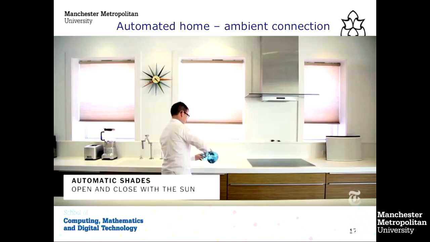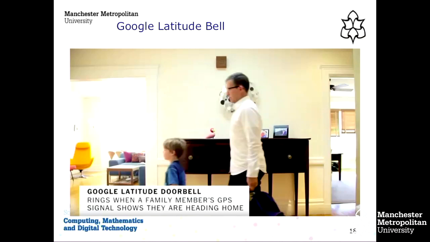That, as I say, is a market product out there to work with. This was quite a good one, and I'll do a bit more on it later on. Google Latitude, before it changed its name, had a doorbell that chimed with each family member's GPS signal according to how close they were. Each family member had a different chime, if you like.